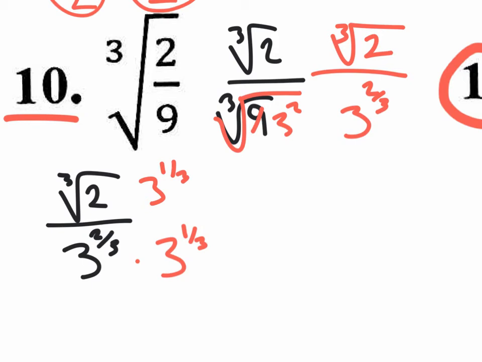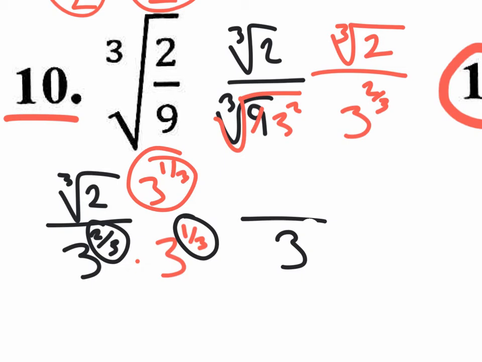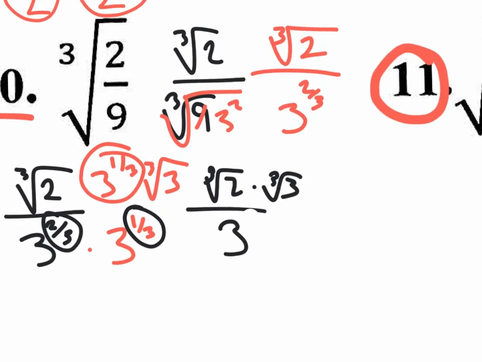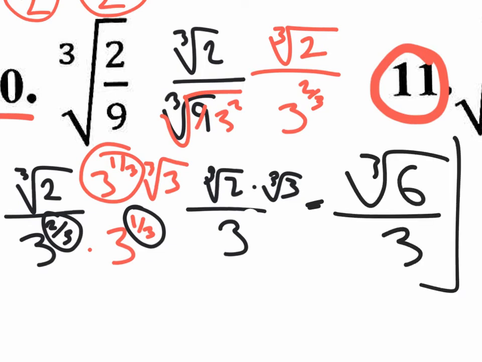On the bottom, we said we're going to end up with just 3, because 2/3 plus 1/3 is 3/3, and that's just 1 whole. So that's just going to be 3. You don't even need that power of 1. On the top, you really have the third root of 2 times the third root of 3. We could actually multiply those together and get our final answer, which is the third root of 6 over 3. Boom.